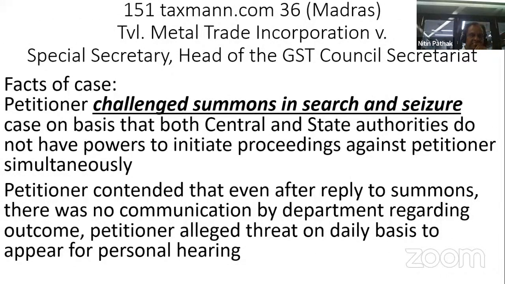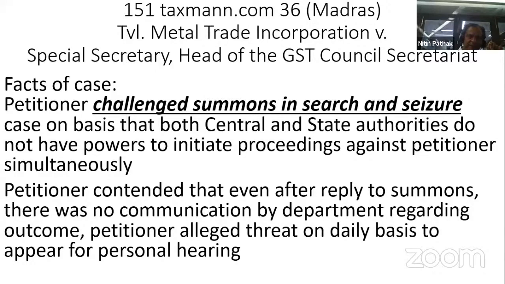In this case, TVL Metal Trade Incorporation versus Special Secretary, the petitioner challenges summons and search and seizure on the ground that both the central and state governments are issuing notices on the same point. Petitioner says, I have replied in one law, one state. I need not be issued a notice and I am not supposed to go there on summons.